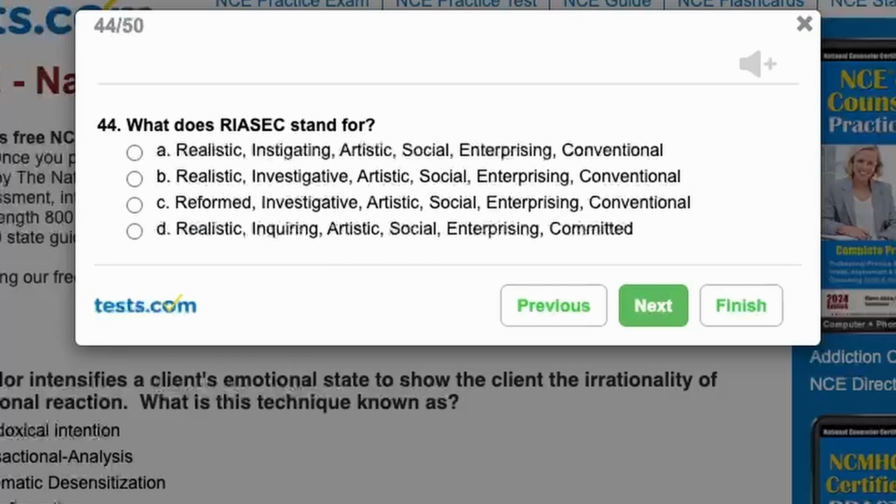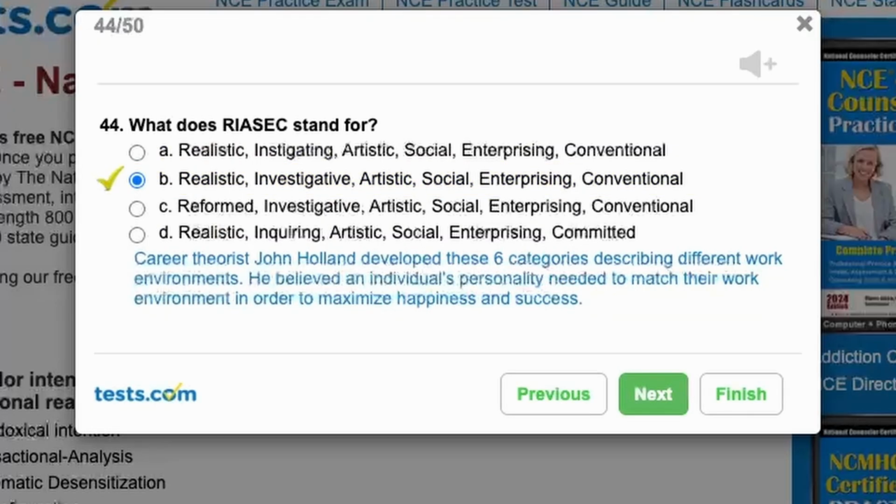What does RIASEC stand for? A. Realistic, instigating, artistic, social, enterprising, conventional. B. Realistic, investigative, artistic, social, enterprising, conventional. C. Reformed, investigative, artistic, social, enterprising, conventional. Or D. Realistic, inquiring, artistic, social, enterprising, committed. B. Career theorist John Holland developed these 6 categories describing different work environments. He believed an individual's personality needed to match their work environment in order to maximize happiness and success.